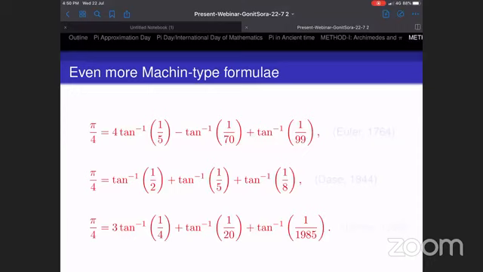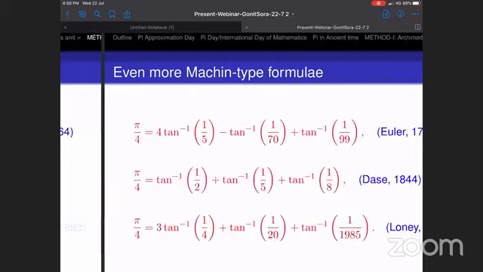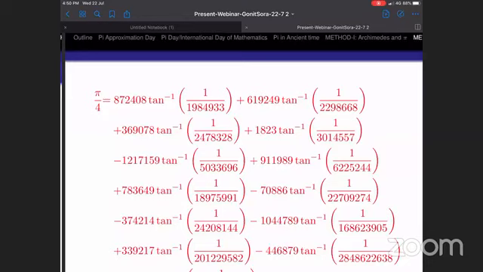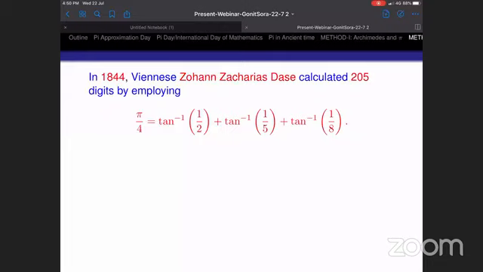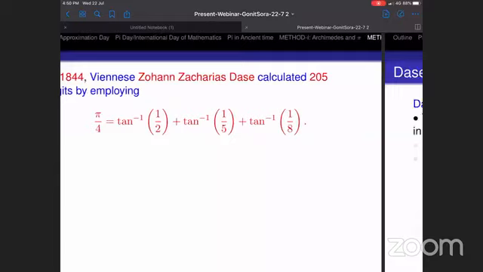And these are three-term Machin formulas. The first one is given by Euler, 1764. There are three terms, you see. And this is by Dase, and this is by Lonnie. Then there are some big formulas. So there are infinitely many formulas actually. So this was given by Arndt in 1993. In 1844, Johann Zacharias Dase calculated 205 digits by employing this Gregory Machin type formula.